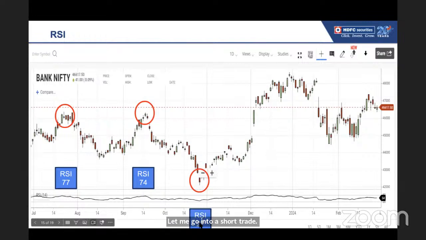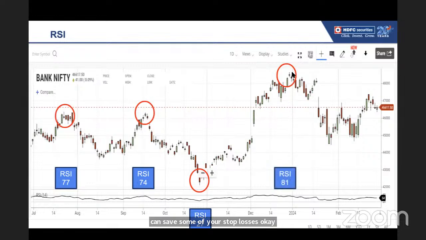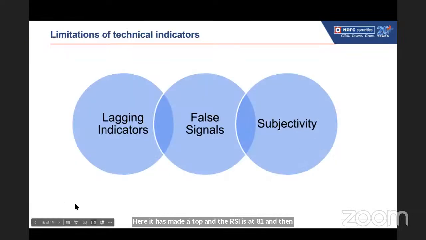Okay, but here RSI has come to 27, which is quite an oversold number, right? So if you follow the RSI in such conditions, at least to validate your entries, you can save some of your stop losses. Okay, so the same thing is happening here also. Here it has made a top and the RSI is at 81, and then again the trend is changing. Okay, so that was about the RSI. So we have seen the key trading indicators. Alright, we have seen volume, VWAP, moving averages, Super Trend, and even the RSI.